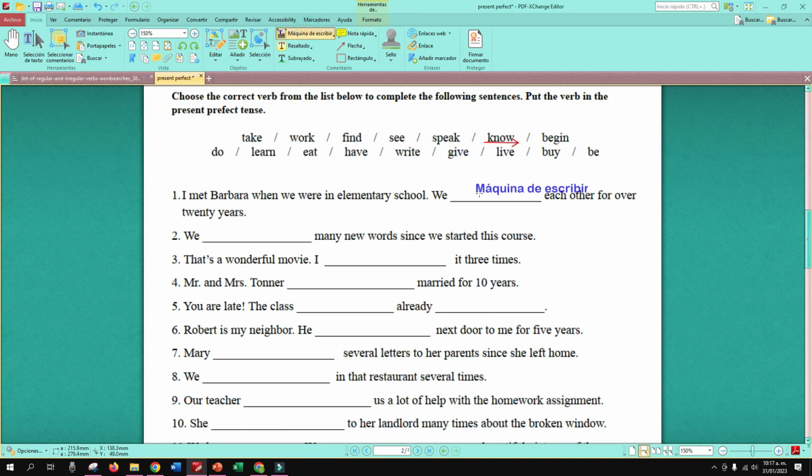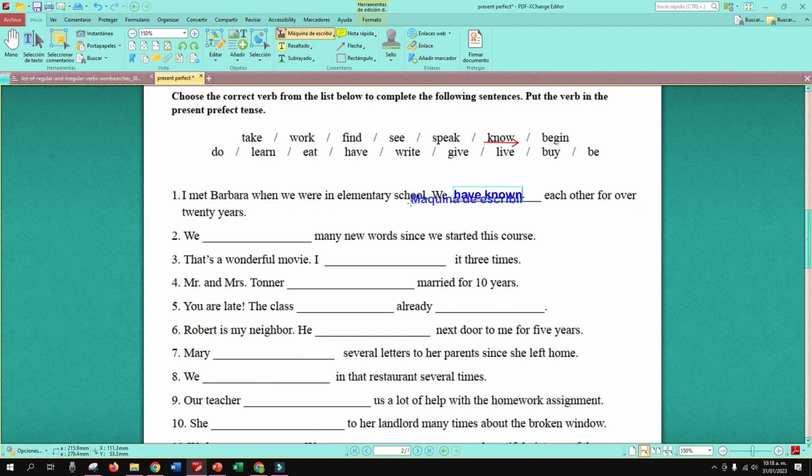So you can say, I met Barbara when we were in elementary school. We have known each other for over 20 years. You have there the auxiliary and the verb in past participle, right? So I met Barbara when we were in elementary school. That is an action that happened in the past, started in the past, but continues till now, in the present. So we have known each other for over 20 years.